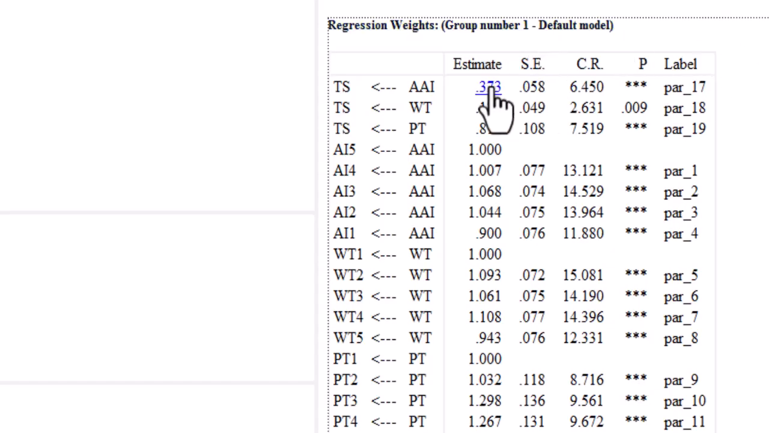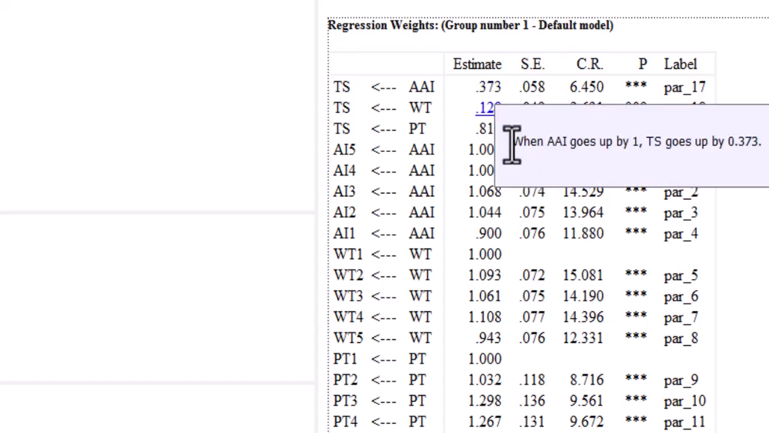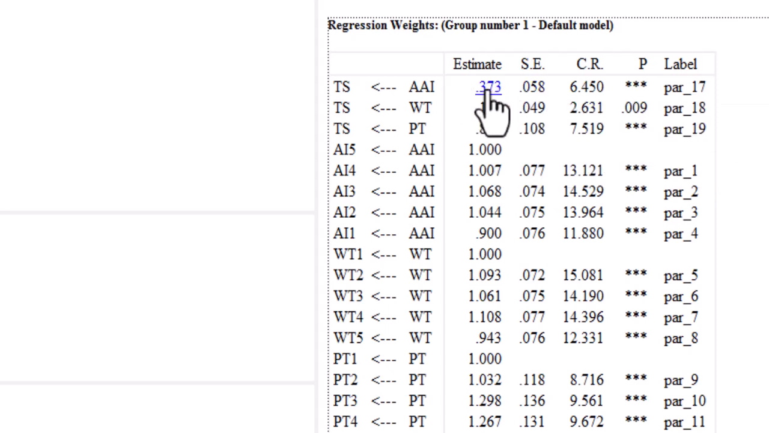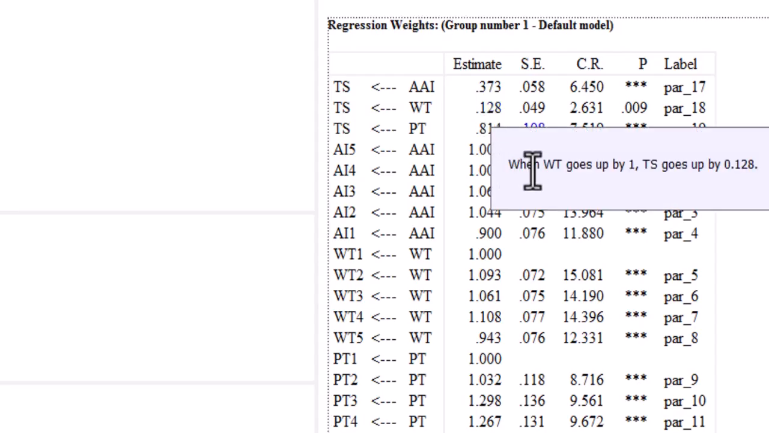If you click on this one, 0.37, you get the results explained: when AI goes up by 1 unit, TS goes up by 0.37 units. It means that if AI increases by 1 unit, TS increases by 0.37 units. Similar results are explained on the second one. If you click on that, you see that when WT goes up by 1 unit, TS goes up by 0.128 units.